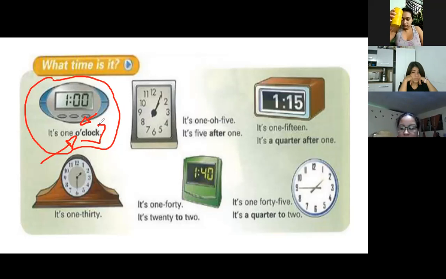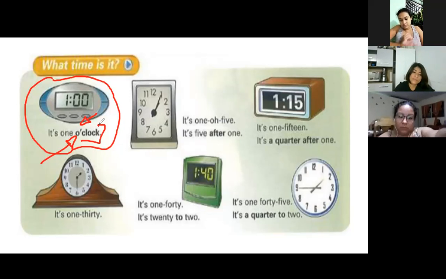Hagamos el ejemplo. Si yo les digo las 8 en punto, ¿cómo sería? 8 o'clock. Y si yo les digo las 12 en punto.